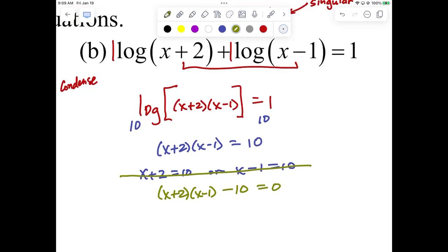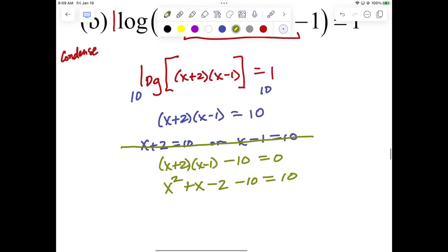So this becomes x squared. I'm going to do the inner and outer together. The inner is 2x. The outer is minus 1x. 2 minus 1 is plus x. And then the last is minus 2 and then minus 10. So first, outer, inner, last. Now I can combine the negative 2 and the negative 10, and I get x squared plus x minus 12 equals 0. Not 10, 0.